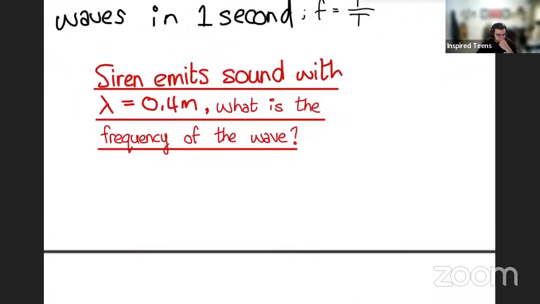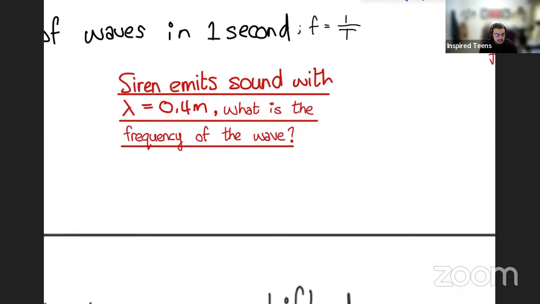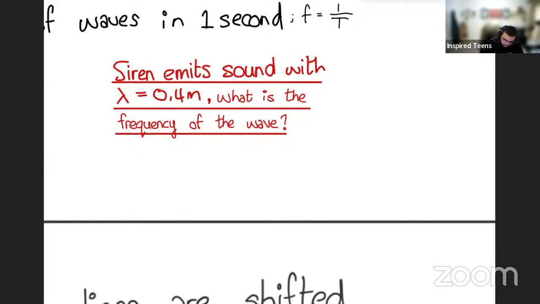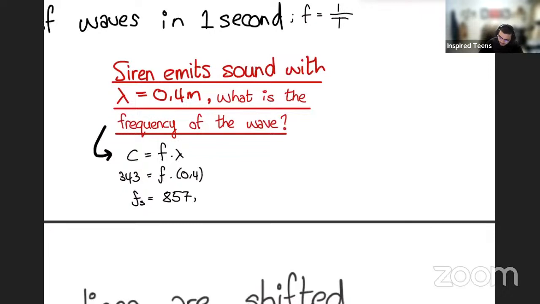Let's just do a quick example. A siren emits a sound of wavelength 0.4 meters. What is the frequency of the wave? This is where we use our wave formula: C is equal to F times lambda. C is 343, F is what we want to calculate, and lambda is 0.4. When we do this calculation, we get the frequency of the siren, or the source of sound, as 857.5 hertz. That was just a quick example.